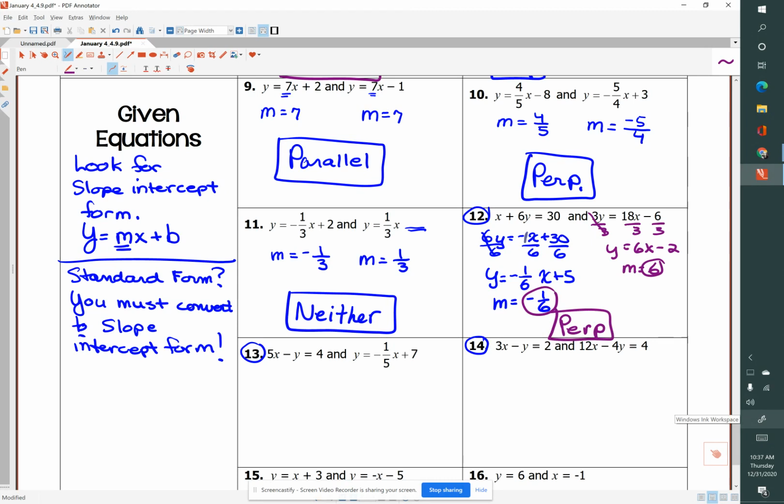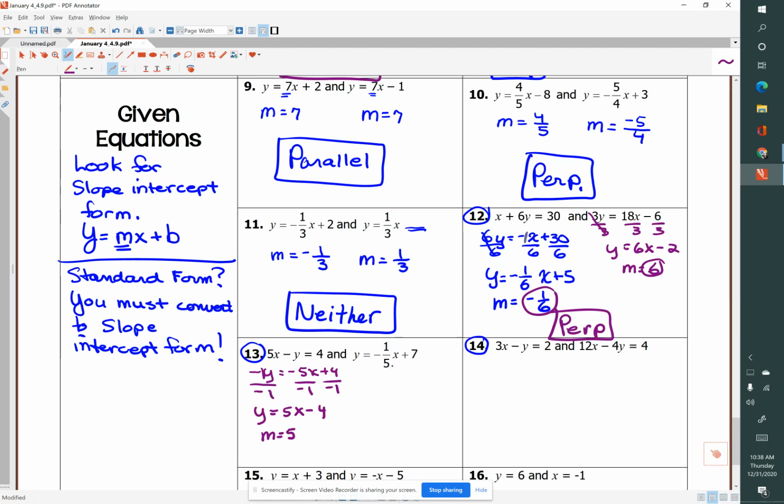Let's look at number 13. So we'll move 5x to the other side. That gives us negative y equals negative 5x plus 4. We'll divide everything by negative 1. An invisible 1 there. That will give us y equals 5x minus 4. And our slope here is 5.